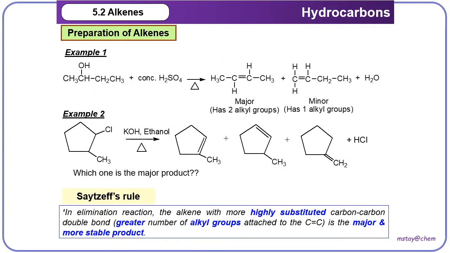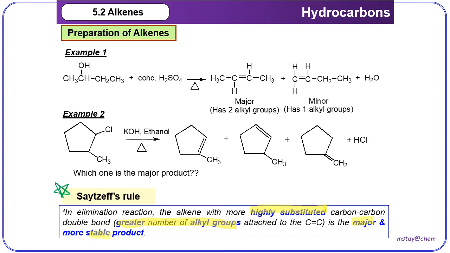After we have prepared the alkenes, now we look at the Saytzeff rule. In an elimination reaction, the alkene with the more highly substituted carbon-carbon double bond is favored. The keyword here is highly substituted, which is quite abstract. It means that if the double bond consists of a greater number of alkyl groups, it will be the major and more stable product.